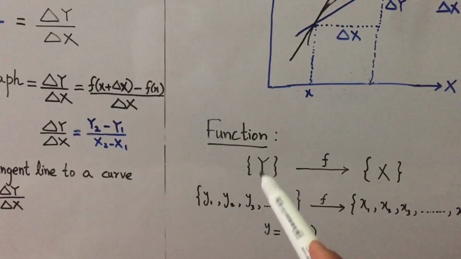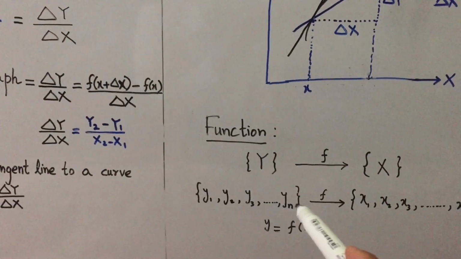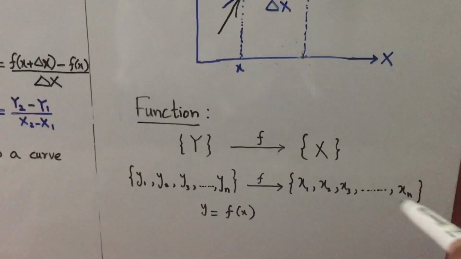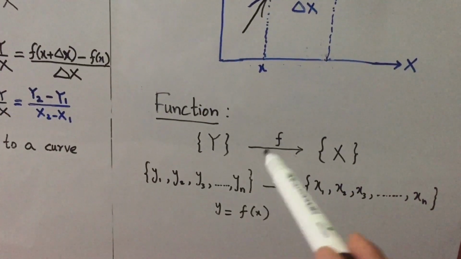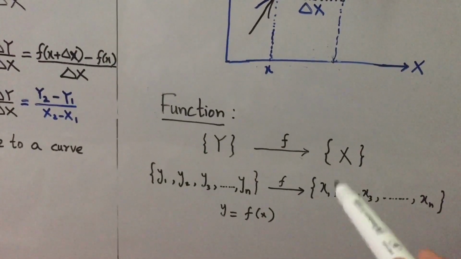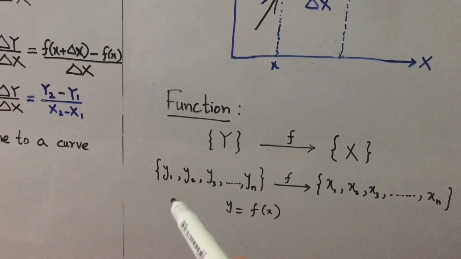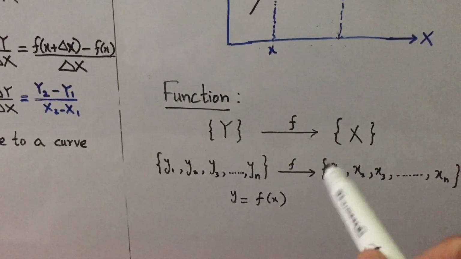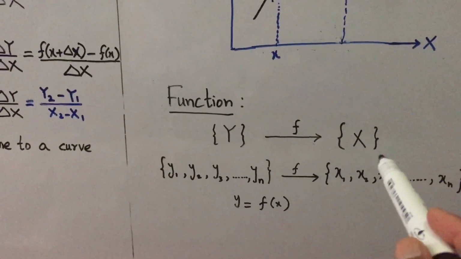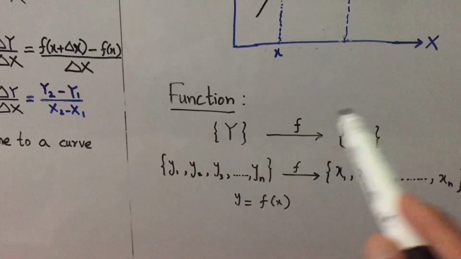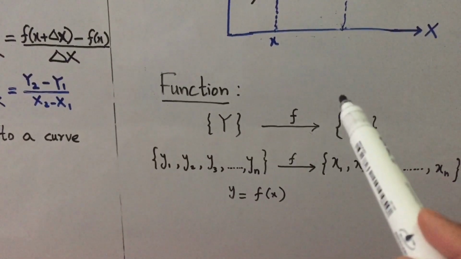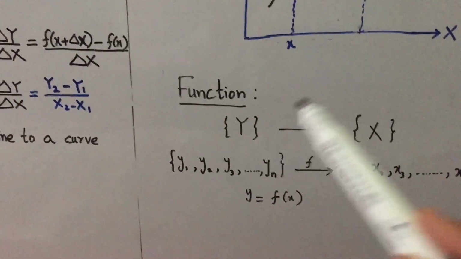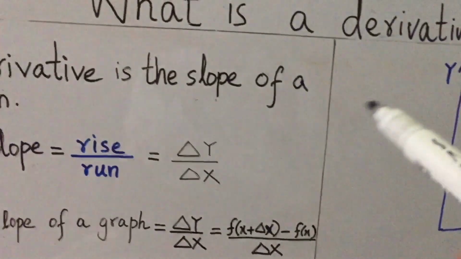The members of the y set are y1, y2, y3, and so on up to yn, and the members of the x set are x1, x2, x3, and so on up to xn. Every x gives a unique y, which means y is a function of x. The main definition is one input, one output. Suppose x is the input and y is the output. If it's possible to have one input and one output, that means it's a function. Otherwise, one input with two outputs is not a function. So anyway, let's move on.